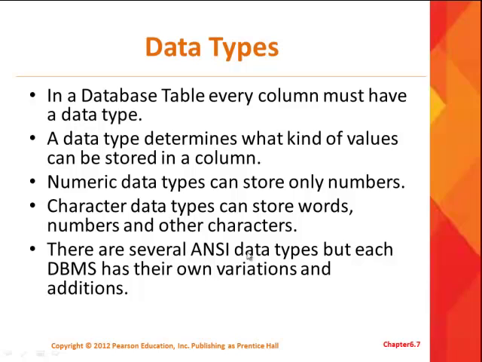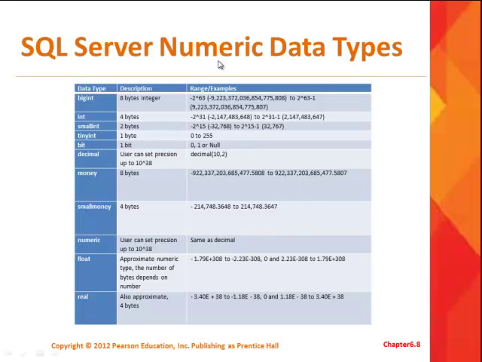The last bullet here says there are some ANSI, meaning some standard data types, but for the most part, DBMSs, each one has their own variation of data types. It's kind of strange. A lot of database systems use different names, but they mean the same thing. I'll try to talk a little bit about that with Access. Here's some of the numeric data types in SQL Server. You'll notice I don't think we have any of these, maybe decimal, in Access.